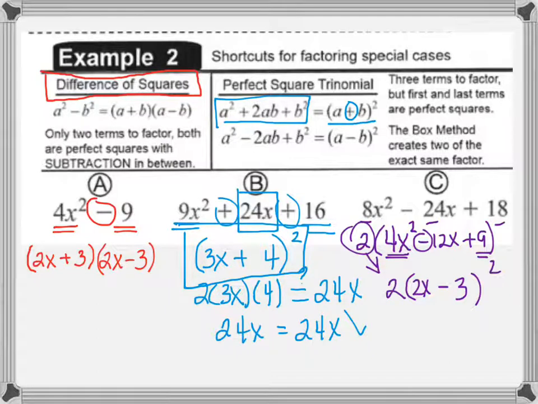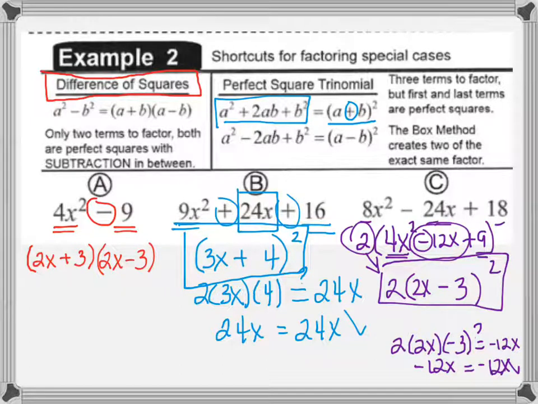Now, to make sure that we factored the perfect square, and it truly is a perfect square trinomial, we need to check whether 2 times 2x times negative 3 equals our middle term, which was, sorry, wrong, we're looking in the parentheses, the negative 12x. So does 2 times 2x times negative 3 equal negative 12x? Yes, it does. So we correctly factored example C.